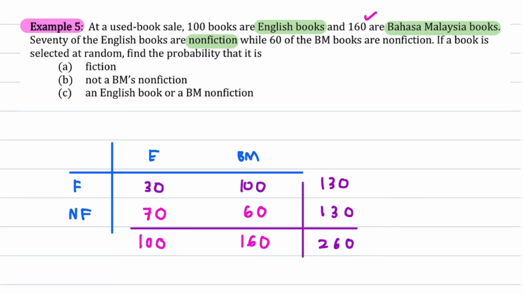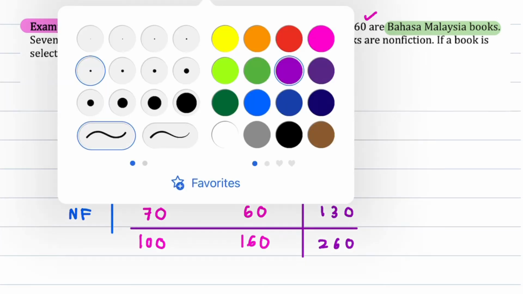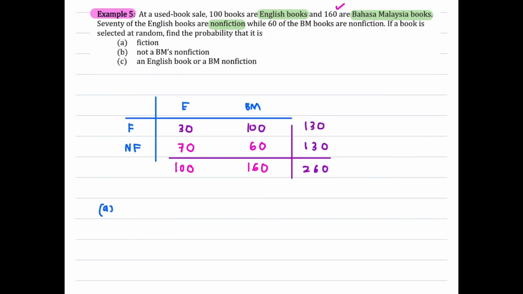Okay, let's answer question part A. Probability of a fiction book. So the question asks for P fiction. How many total fiction books do you have? You will have 30 plus 100, which is 130 total fiction books. So just have 130 over by total, which is 260. Simplify, your answer is 1 over by 2.